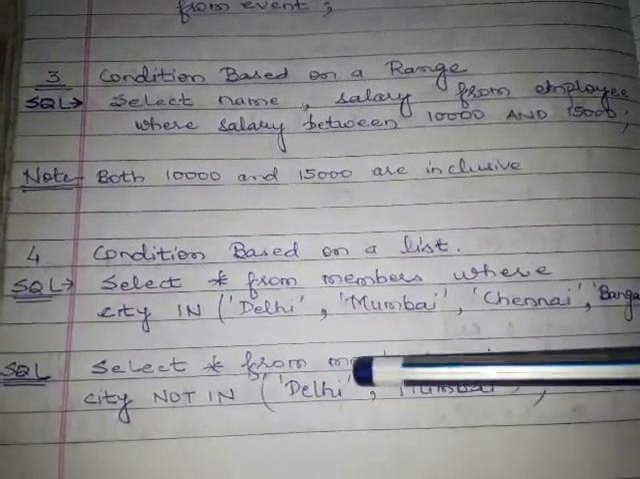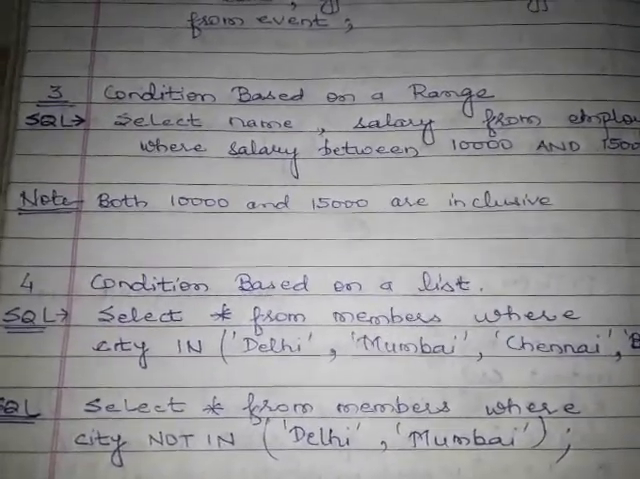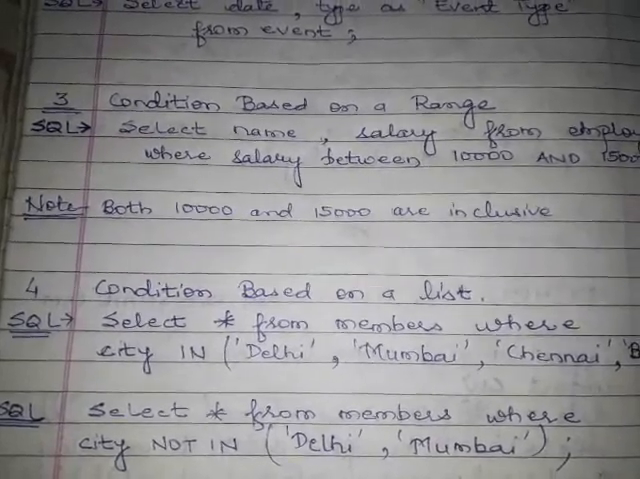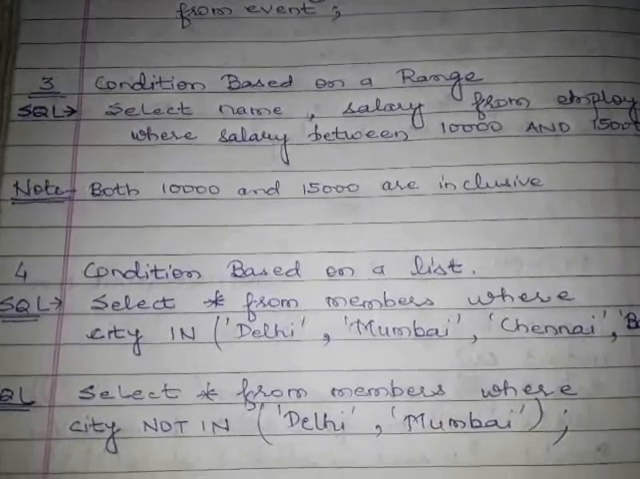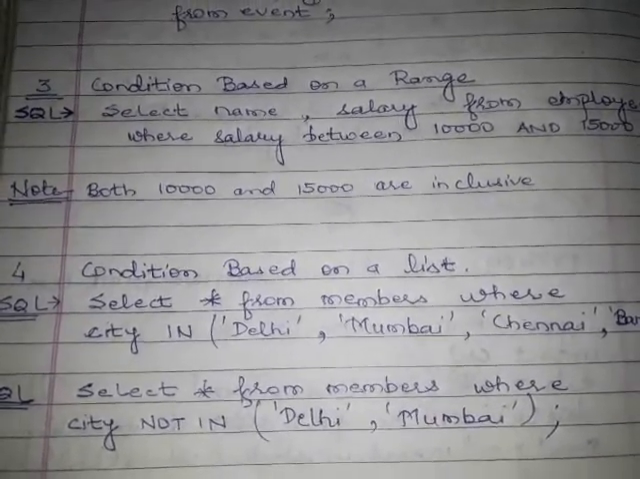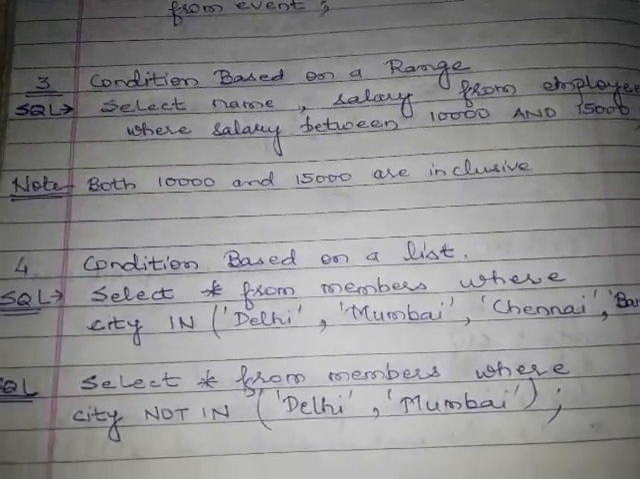Except Delhi and Mumbai, it will display the members who don't have the city Delhi and Mumbai. Okay, so this is the use of in and not in, and it is the condition based on list.